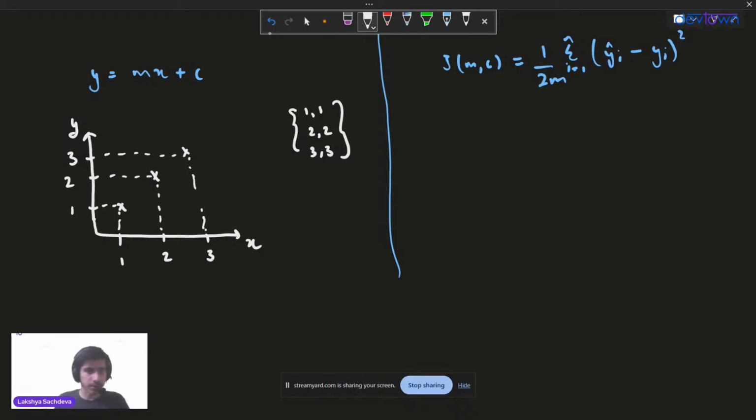Okay, sir, this is clear. Now, sir, what is the next step? These are the points I have taken randomly. Now what will I do? I will try to find a best fit line over here. How can I find the best fit line? Suppose I am taking C as 0 right now.